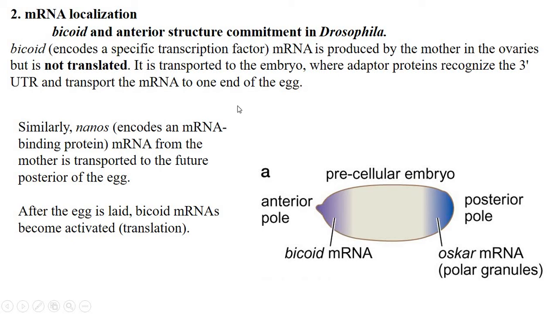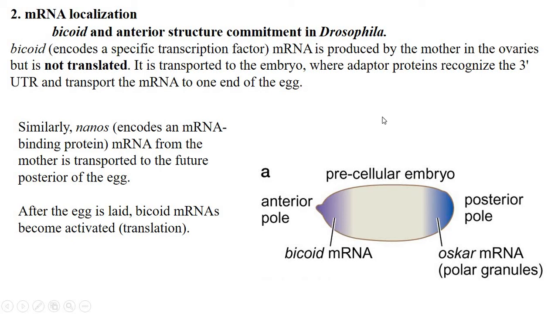So this bicoid encodes a specific transcription factor, so bicoid gene. Remember, gene names we write in italics. This bicoid mRNA is produced by the mother in the ovaries, but is not translated. So it is transported to the embryo as an mRNA, not as a protein. Now the adapter proteins in the embryo recognize the 3' UTR of this mRNA, and they will transport this mRNA to one end of the egg. Here, if you look at this image, this is bicoid mRNA. These proteins transport it towards the anterior pole.